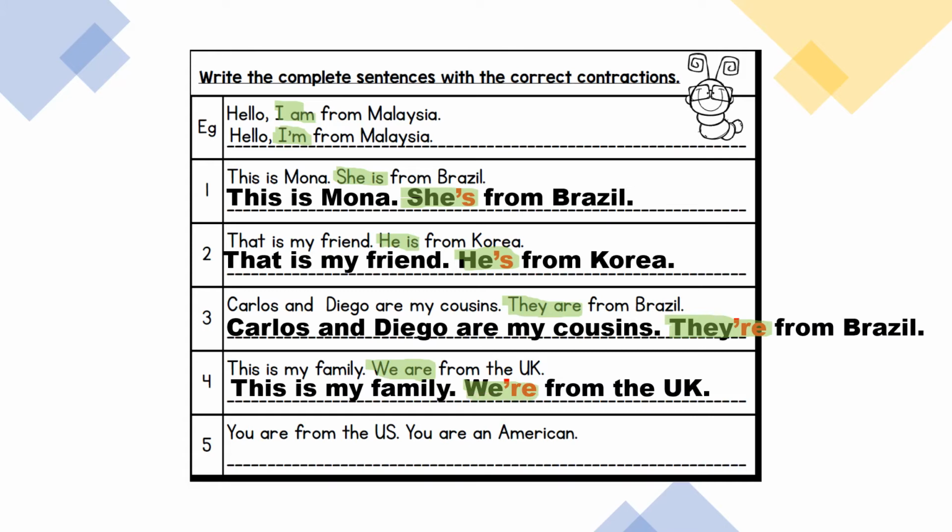And then the last one, you are from the US. You are an American. So there are 2 pronouns here, but because there are 2 sentences, let's just use the second sentence. You are from the US. You're American. Or if you want, you can also use this one, you are, and change it into you are, like this one. That's no problem. Alright? Okay, so let's move to the next section.